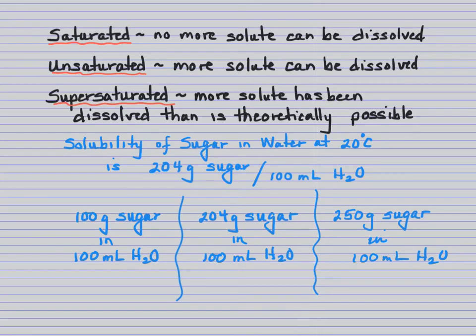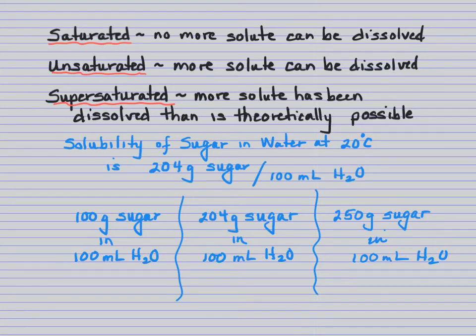So when we talk about solubility, we'll use terms saturated, unsaturated, and supersaturated. Saturated means that no more solute could be dissolved. So I've dissolved as much solute as is theoretically possible in a given amount of solvent at that temperature. If it's unsaturated, it just means I could dissolve more solute. If it's supersaturated, it means more solute has been dissolved than is theoretically possible. Okay, which is a little weird.